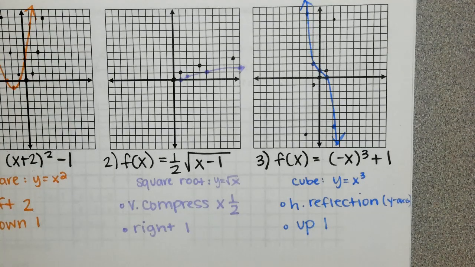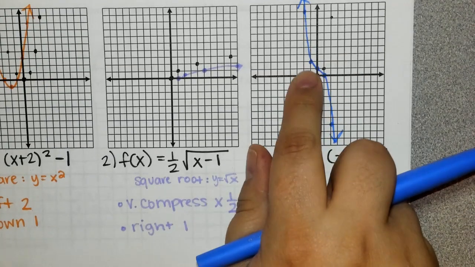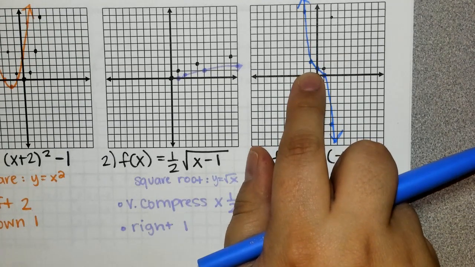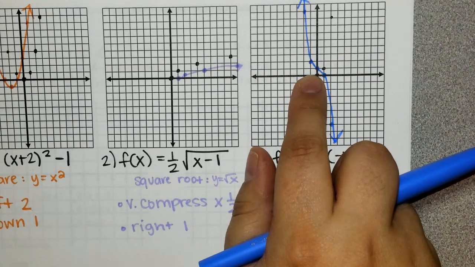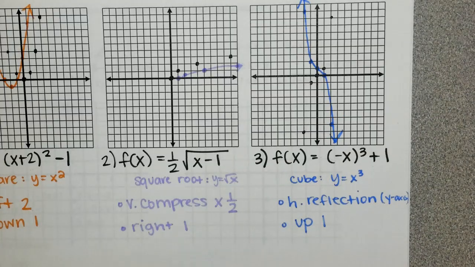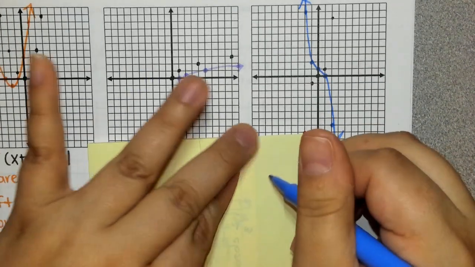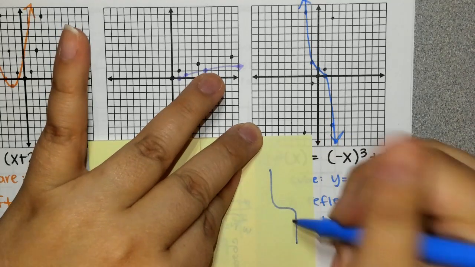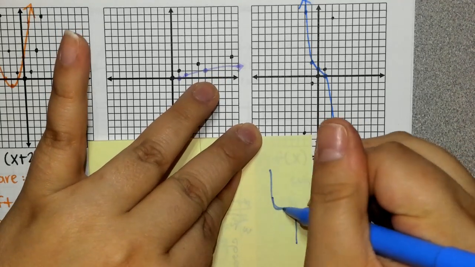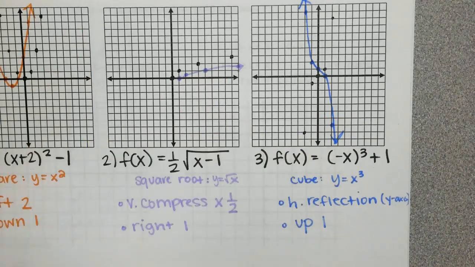Okay, pause real quick because I meant to say this earlier, but I forgot. This right here, the cube function, it is not flat right there. So please make sure, y'all have a tendency when you're graphing the cube function to go like this. It is not flat right there. So just make sure you don't have a flat line. Okay?